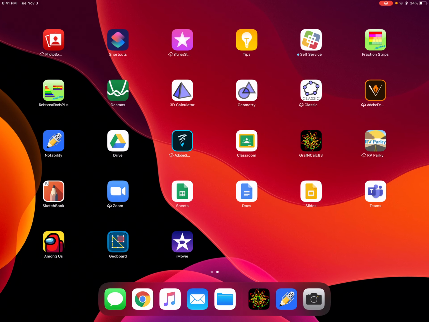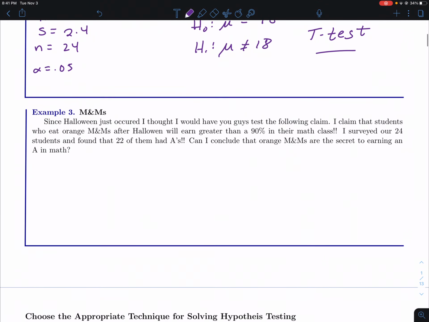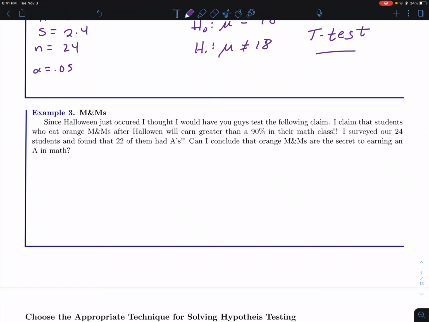All right, so lastly, let's do the probability one. Again, this is the eat orange M&Ms, earn an A, hopefully. So this is going to be our proportion. Let me say proportion instead of probability.